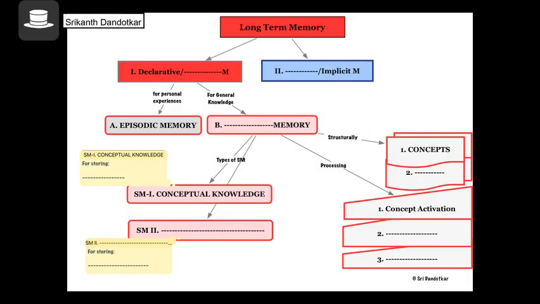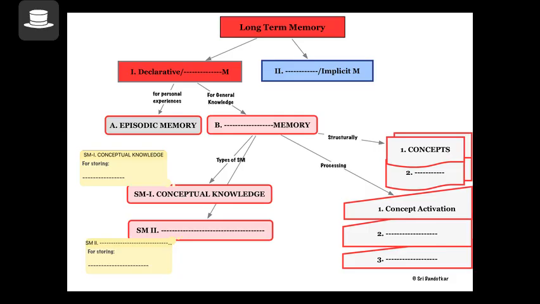So to visually represent what I just said in the previous slide, we are looking at semantic memory. And there are two types of semantic memory. Semantic memory 1, which is conceptual knowledge, and semantic memory 2. What is it called? Can you retrieve? Yes, that's the situational knowledge. So we'll talk about these two things. And we'll talk about the structure and processing aspect of the semantic memory, which applies to both SM1 and SM2, but we'll discuss this in the context of SM1.